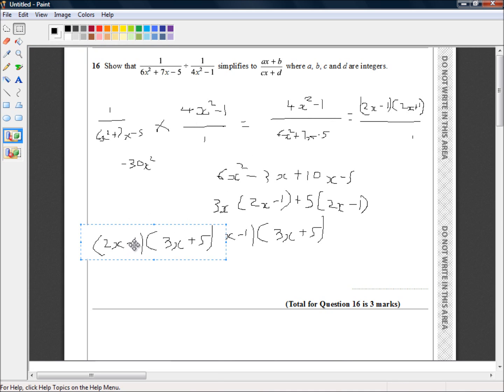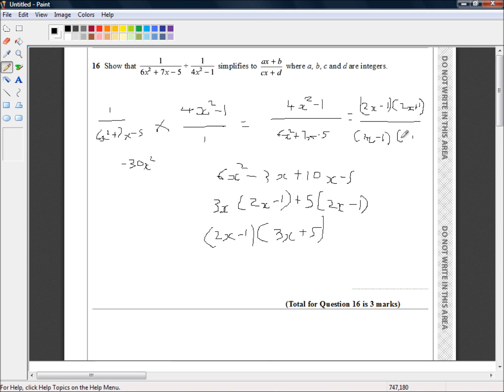Oh, that's too big. Okay, well that should have gone on the bottom. In fact, I will write it out on the bottom. I've got 2x minus 1 into 3x plus 5. And now you notice we've got common factors here. We've got 2x minus 1 on the top and 2x minus 1 on the bottom. So these can be cancelled, leaving us with 2x plus 1 over 3x plus 5. And there's our answer.